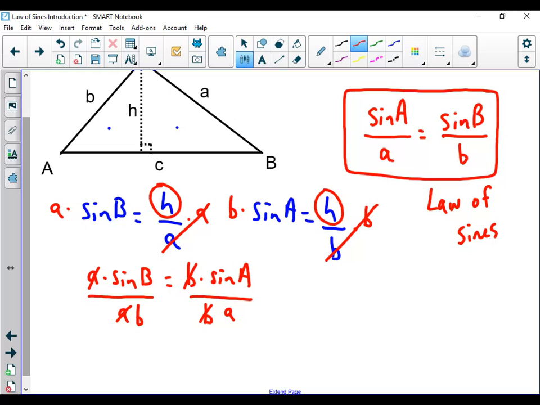Where if we take the sine of any angle over the side that's across from it, that's the same as looking at the sine of a different angle and the side across from it. And the nice thing about law of sines is I can use that for any triangle. It doesn't have to be a right triangle. So if I'm stuck with a triangle that's not a right triangle, I can still use law of sines.